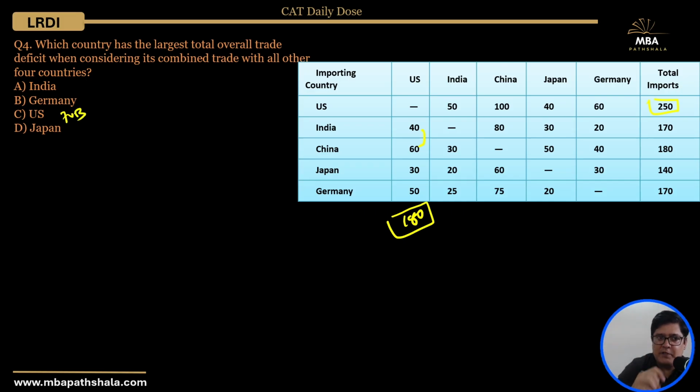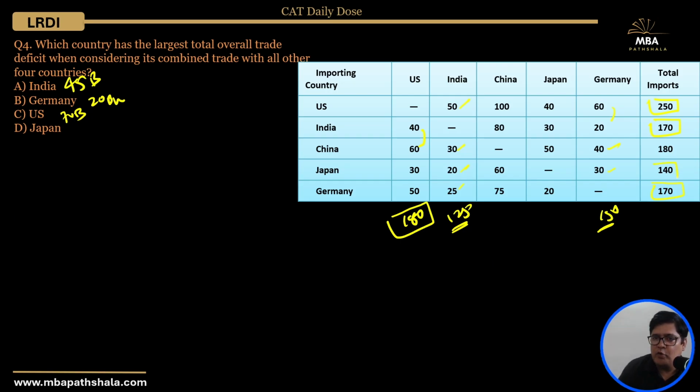If we talk about India, India purchases 170 billion worth of goods. Exports are 50, 30, 80, 100, 125. 125 and 170, the difference between both is 45. India has a 45 billion worth of trade deficit. Germany is one option. Germany is importing 170 billion, 80, 120, 120 and 30, 150. So Germany has a deficit of 20 billion.